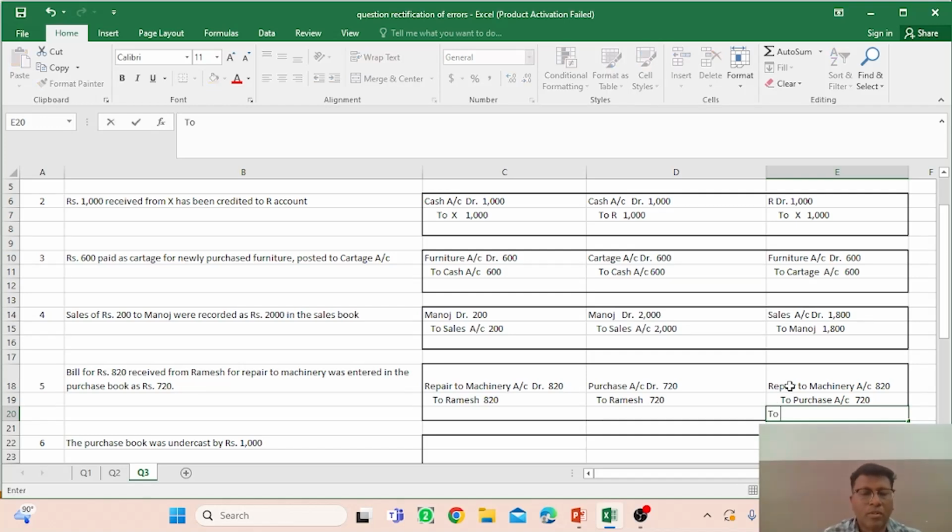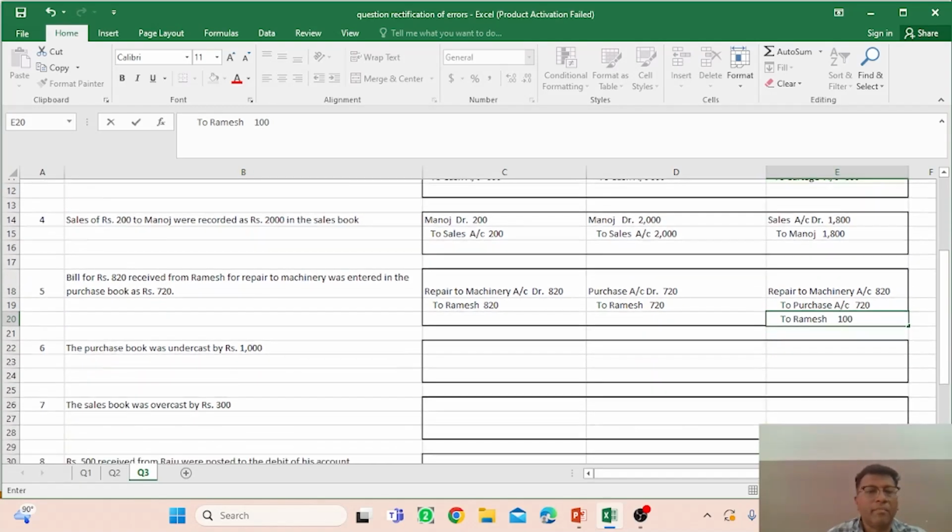To Ramesh rupees 800. So as you try to tally it, you find that the purchase account is credited by 720 and Ramesh by 800. So if you take the total, you find that 820 rupees, which was to be debited, is debited to the repair to machinery account. So this is the rectification of this particular error.